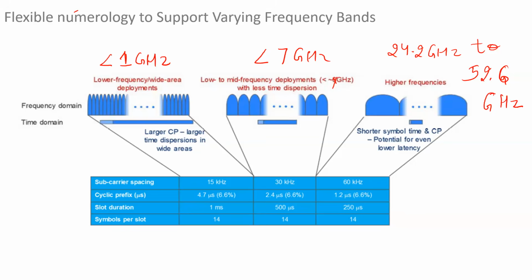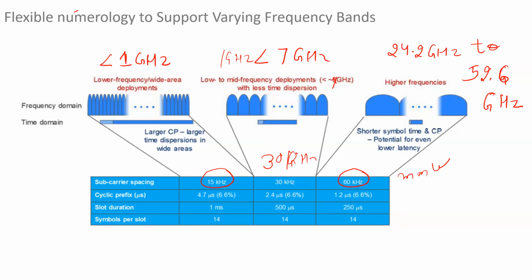Okay, so when we have very low frequency, what is a good candidate? Good candidate is subcarrier spacing of 15 kilohertz. When we have between 1 gigahertz and 7 gigahertz, then our good candidate is 30 kilohertz, right? 30 kilohertz. When our frequency range is in the millimeter waves, our good candidate is 60 kilohertz subcarrier spacing.